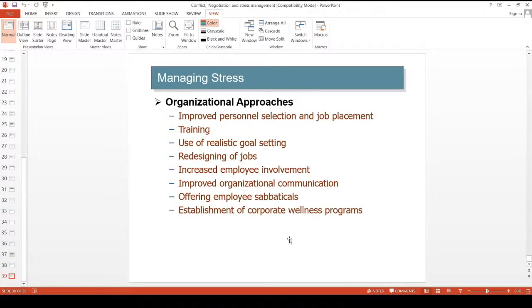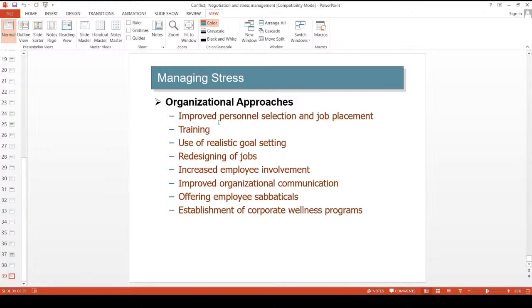Similarly, organizational approaches can be used to manage the stress, like improving personnel selection and job placement. By adopting different selection and placement techniques, you can manage the stress. The organization may also have different training sessions in order to manage the stress. Use of realistic goal setting: if the goals are more real, more competitive, realistic, then again the source of stress among the individuals will be less.